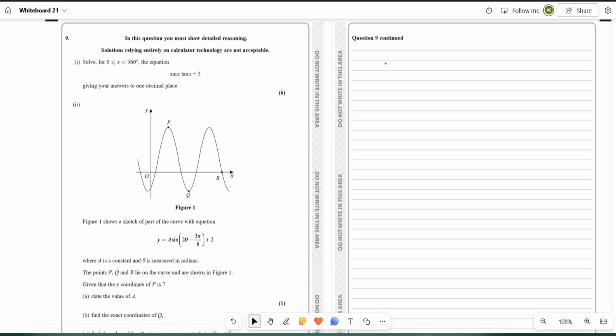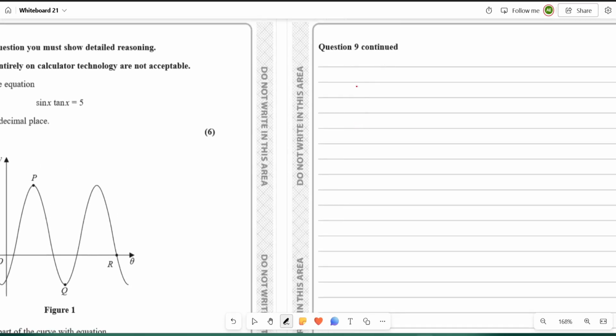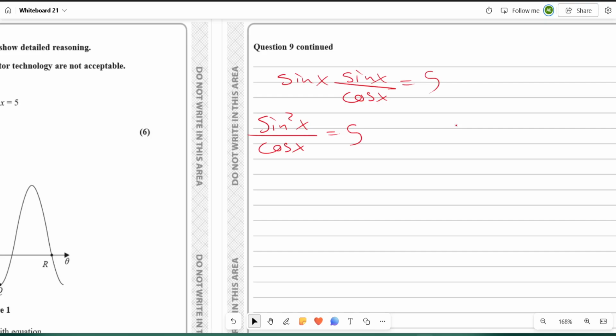So straight away I'm going to change tan x into sine over cosine. It becomes sine x times sine x over cosine x equals 5. This becomes sine squared of x over cosine x equals 5. Straight away I can use the Pythagorean identity, which says that 1 minus cosine squared of x is the same as sine squared of x, over cosine x equals 5.